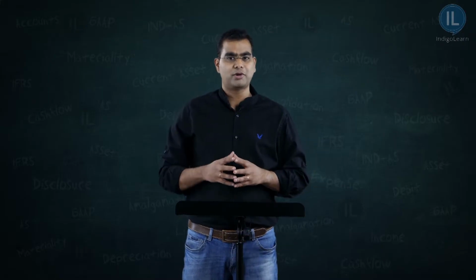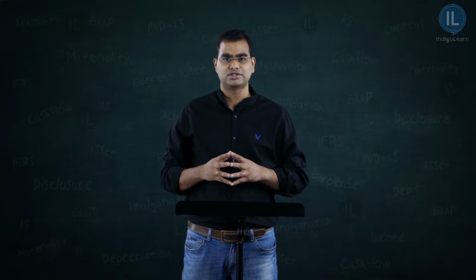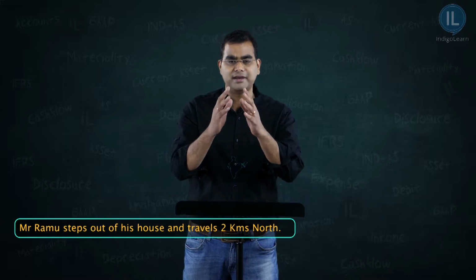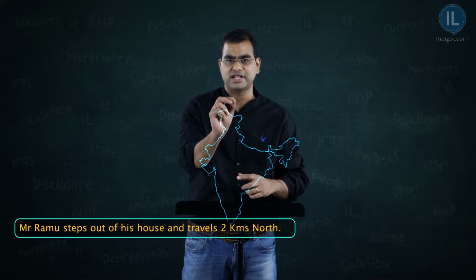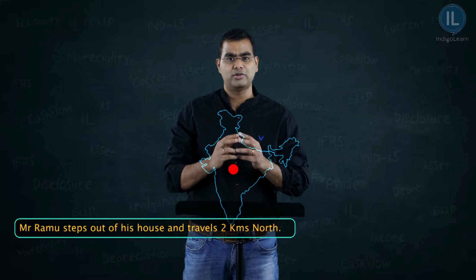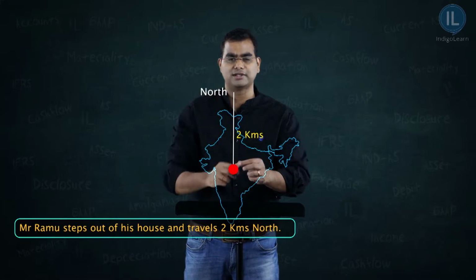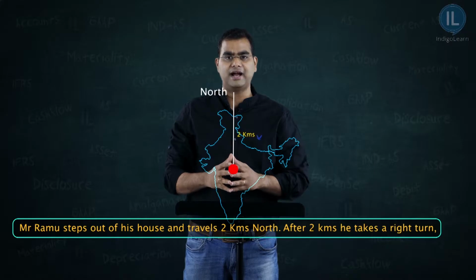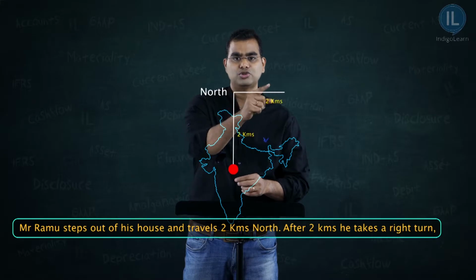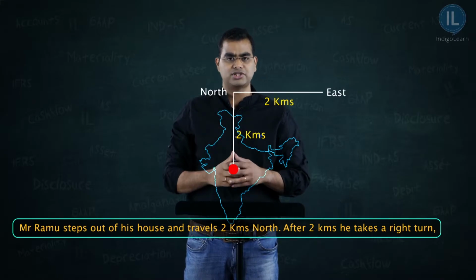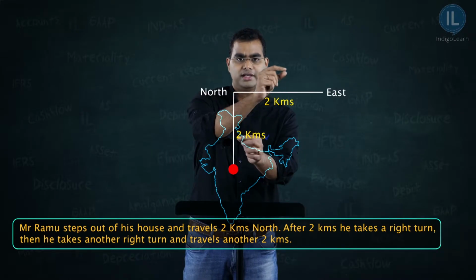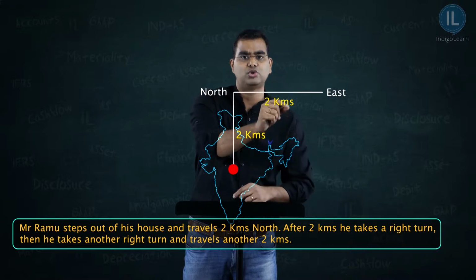So students, let's solve one problem and understand how to answer these kinds of questions. Imagine there is a gentleman called Mr. Ramu. What did I say? Whenever there's a problem, first imagine the India map. Now imagine Ramu at the center of the country in Nagpur, right? So what does the question say? Mr. Ramu steps out of his house and travels 2 kilometers north. Then after 2 kilometers he takes a right turn. So when he travels here and takes a right turn, he actually moves towards the east, right? Then he takes another right turn. So he takes a right turn here, and it says he travels another 2 kilometers.